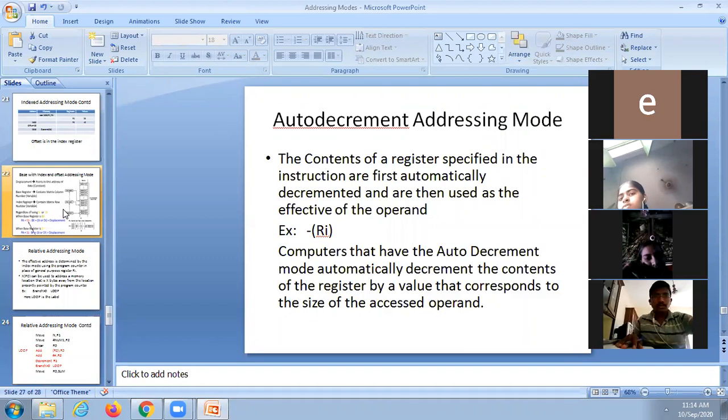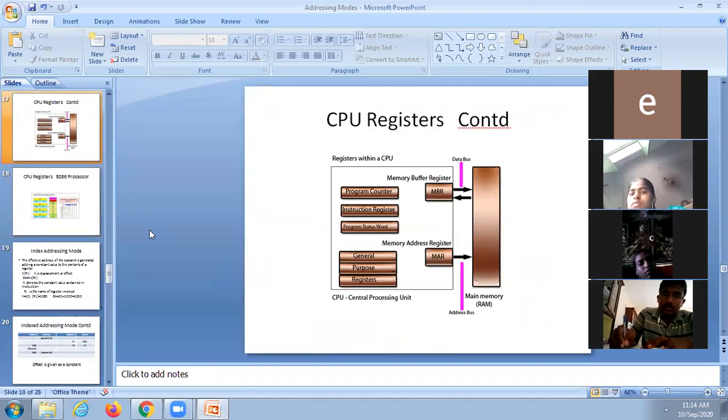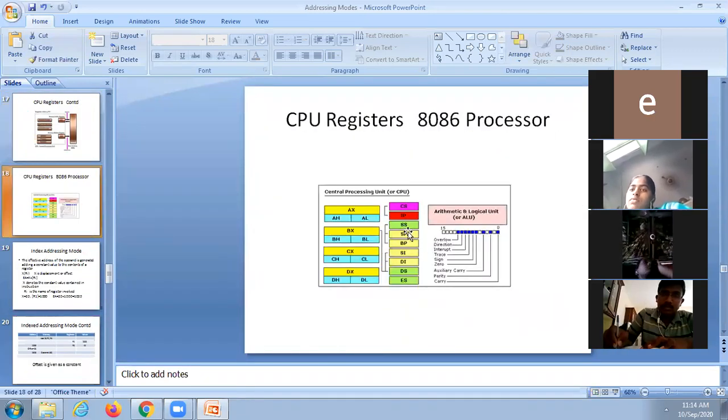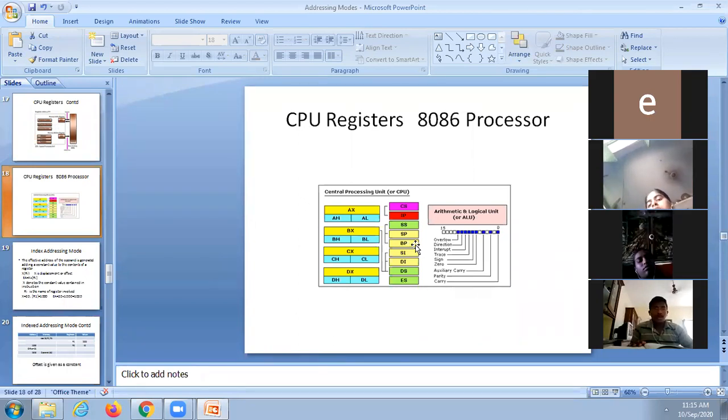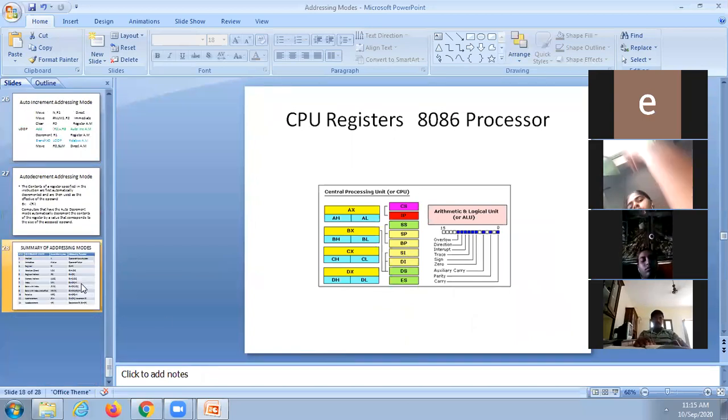So here I will explain to you about base with index and offset addressing mode. Here, this is a base register. Already I told you about BP in 8086. I already told you BP, SI, and DI. BP is the base register, base pointer. There is BP meaning base pointer, source index, and destination index. So the same thing here.